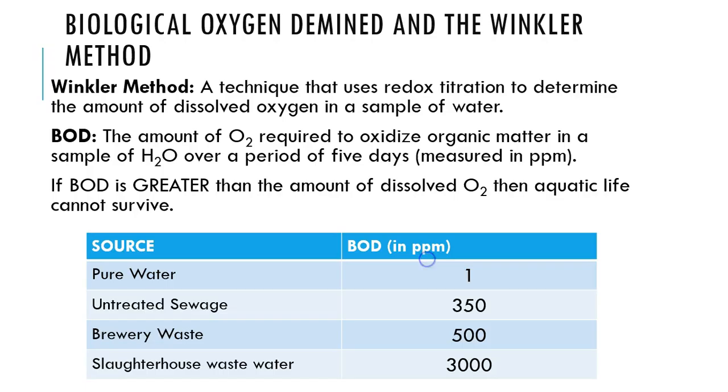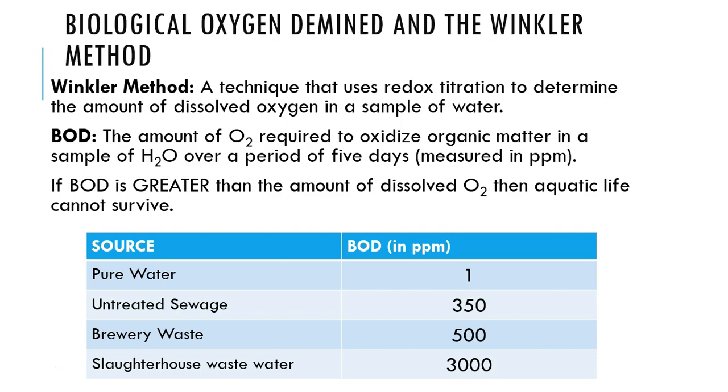Alright, so biological oxygen demand and the Winkler method. So the Winkler method just uses redox titrations to determine the amount of dissolved oxygen in a sample of water. And this is important because the amount of oxygen required to break down organic matter is referred to as the biological oxygen demand. And if biological oxygen demand is greater than the amount of dissolved oxygen, then aerobic aquatic life cannot survive.